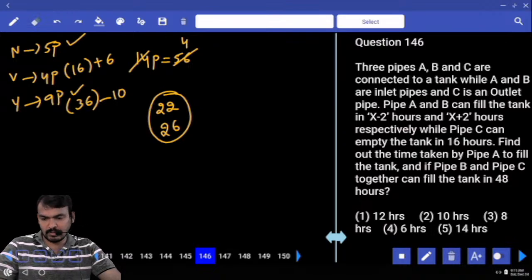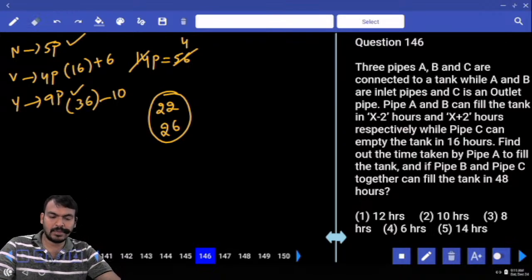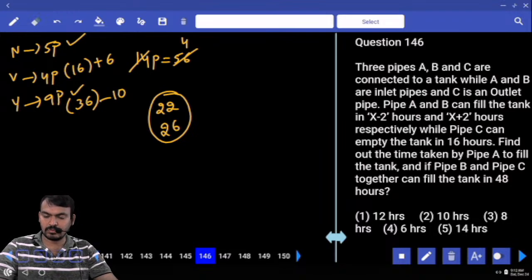Next question, number 146. Three pipes A, B, C are connected to a tank, where A and B are inlet pipes and C is an outlet pipe. Pipes A and B can fill the tank in X minus 2 hours and X plus 2 hours respectively, while C can empty the tank in 16 hours. Find out the time taken by pipe A to fill the tank. We require only A alone, but B and C together can fill the tank in how many hours?